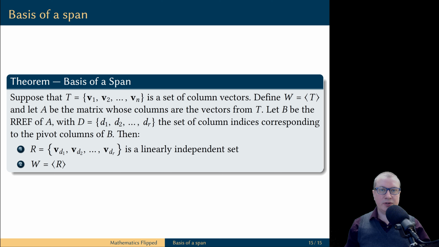Here's what this result tells us. We can start with any set of column vectors. We can then construct the span of this set. But this might not be the most efficient way to describe this span because we might be able to get rid of some of the vectors. And what this result tells us is this. Starting with an arbitrary set of vectors which we use to construct a span, we can reduce this set of vectors down to a linearly independent set. And this linearly independent set still produces the same span as the original, possibly larger set of vectors.